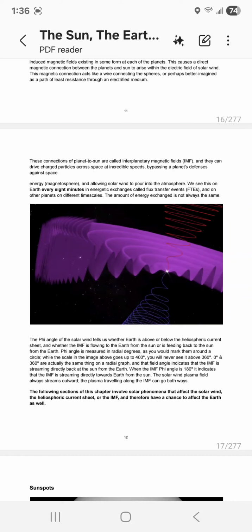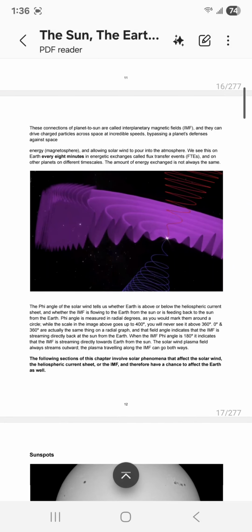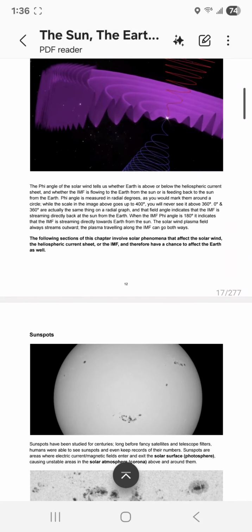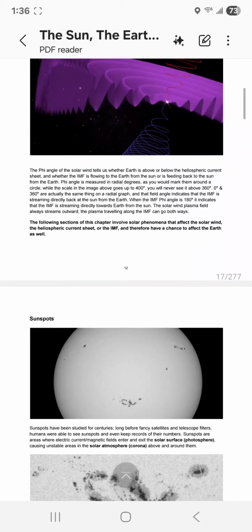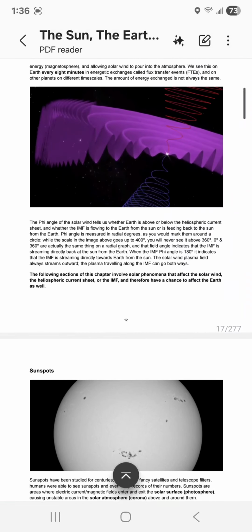On other planets, on different time scales, the amount of energy exchanged is not always the same. So yeah, see, look, the phi angle of the solar wind tells us either the Earth is above or below the hemispheric current sheet. Pretty wild. And that's what that current sheet is.